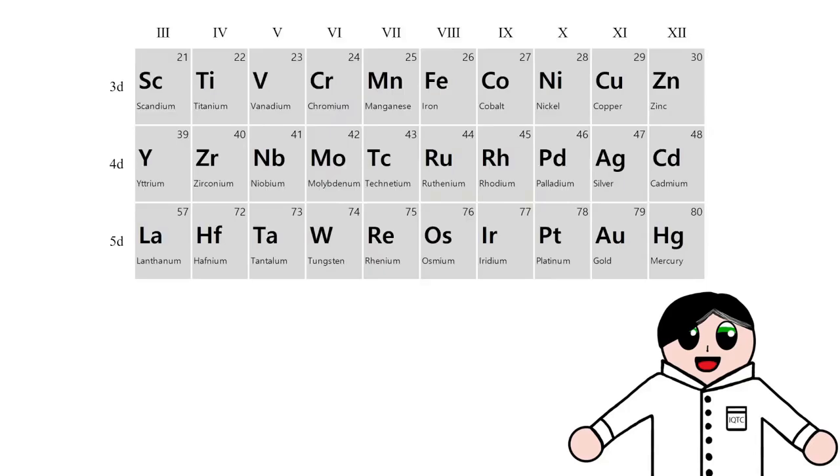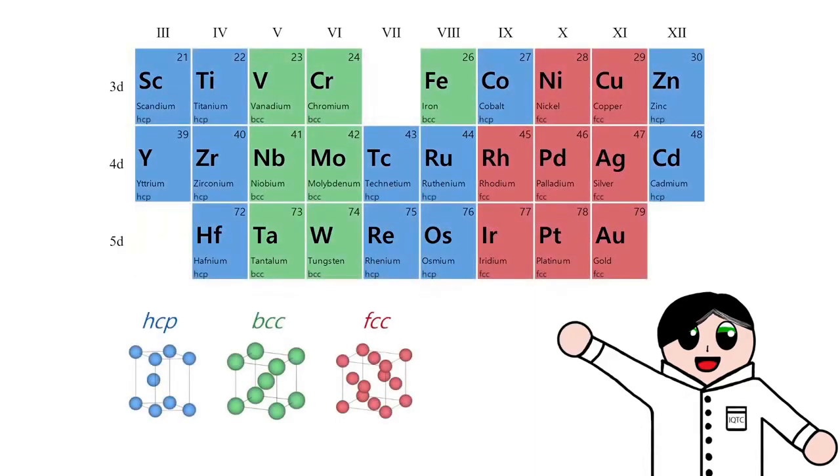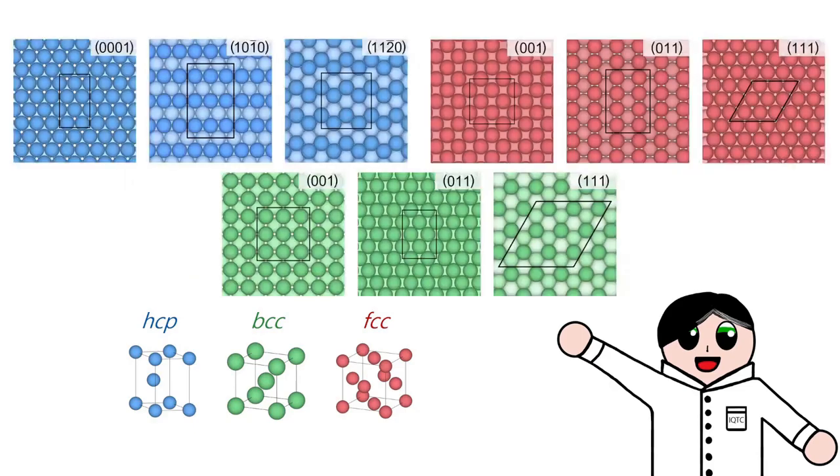This paper has aimed to study 27 transition metals. These have been classified depending on their crystalline structure. We have in green BCC transition metals, in blue HCP transition metals, and in red FCC transition metals. And depending on their crystalline structure, the three most stable surfaces have been defined.